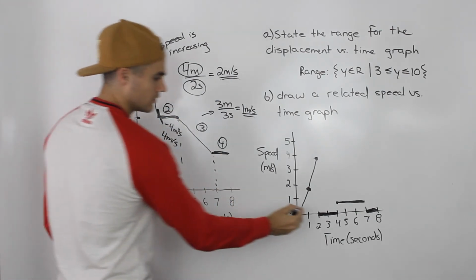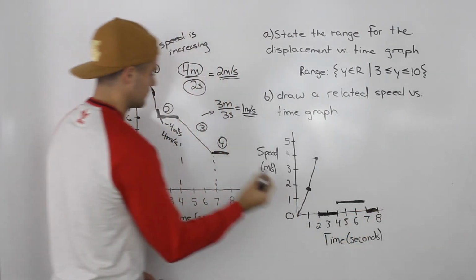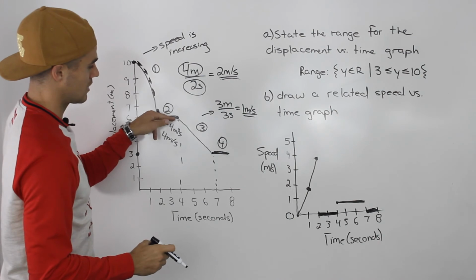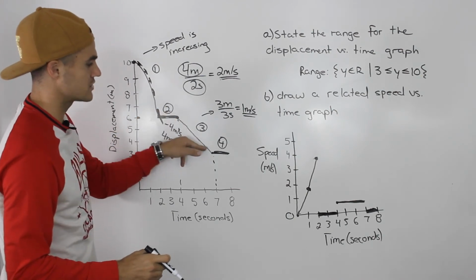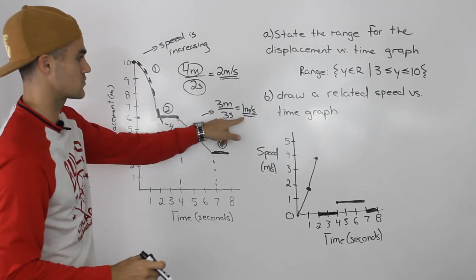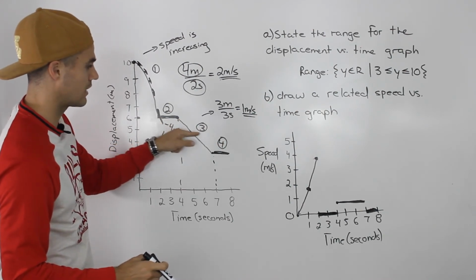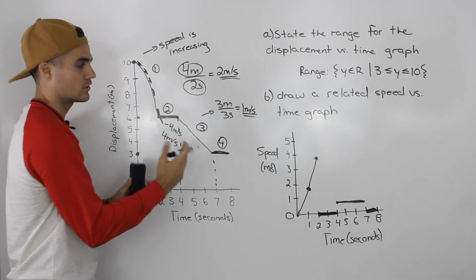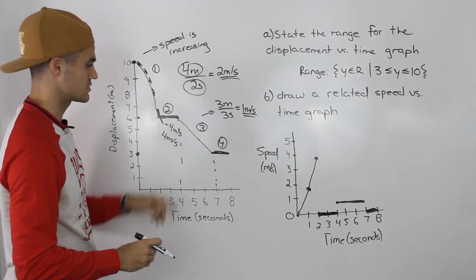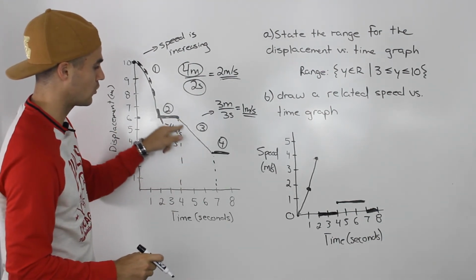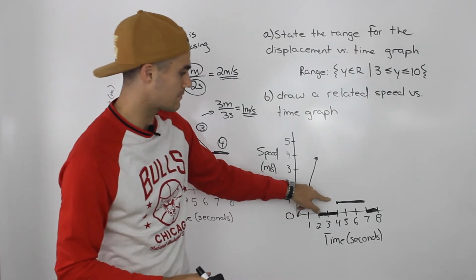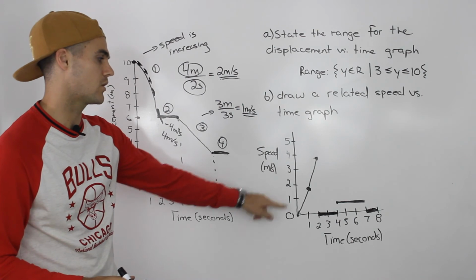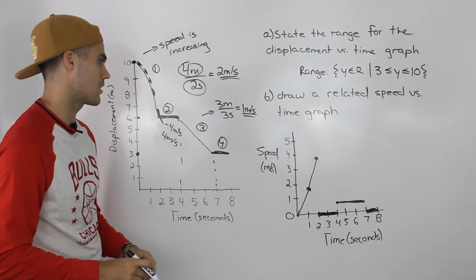Section 2 and 4, the speed was 0 because the displacement was not changing. And then section 3, the object was moving but at a constant speed, and the speed was 1 meter per second. The slope of the line was 1, or -1 rather. But when you're looking at speed, you're looking at the positive value. So the speed was 1 meter per second throughout the whole interval, meaning that it's just a horizontal line on the speed versus time graph at that 1 meter per second mark.